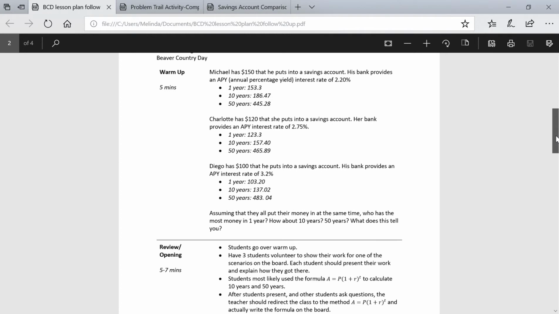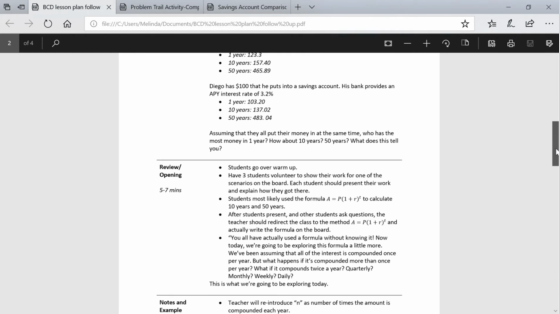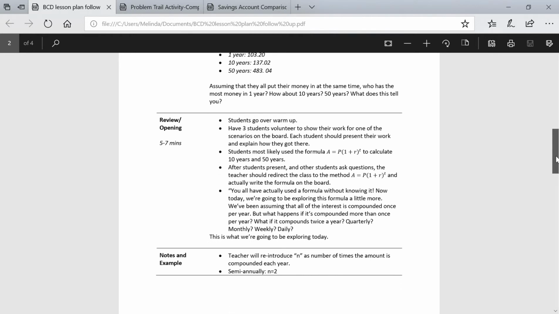Based on what I saw on Friday, it looks like they'll be able to quickly work through that. So after that, I will have 3 volunteer students come up to the board, go over the warm-up, and show their work. My guess, based on Friday's assessment and just watching them work, is that they are going to use the exponential version to find out how much money each is going to have in 10 and 50 years.